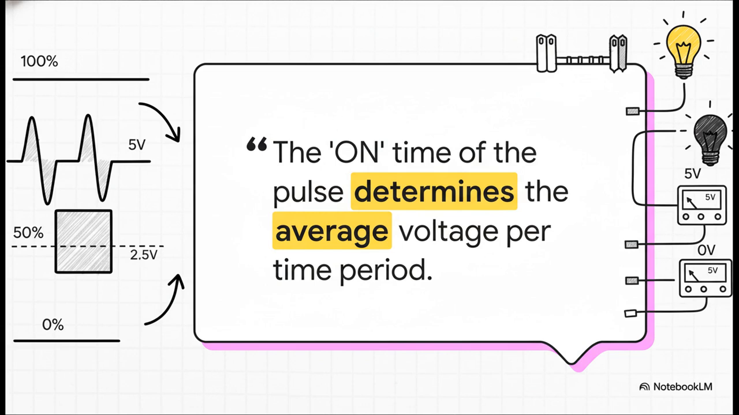The magic word here is duty cycle. It's just the percentage of time the signal is high or on. So a duty cycle of 0%, the pin is always off, average voltage 0. A duty cycle of 100%, the pin is always on, average voltage 5 volts. So what about a 50% duty cycle? Well, it's on for half the time and off for the other half. The average voltage your circuit sees is, you guessed it, 2.5 volts.